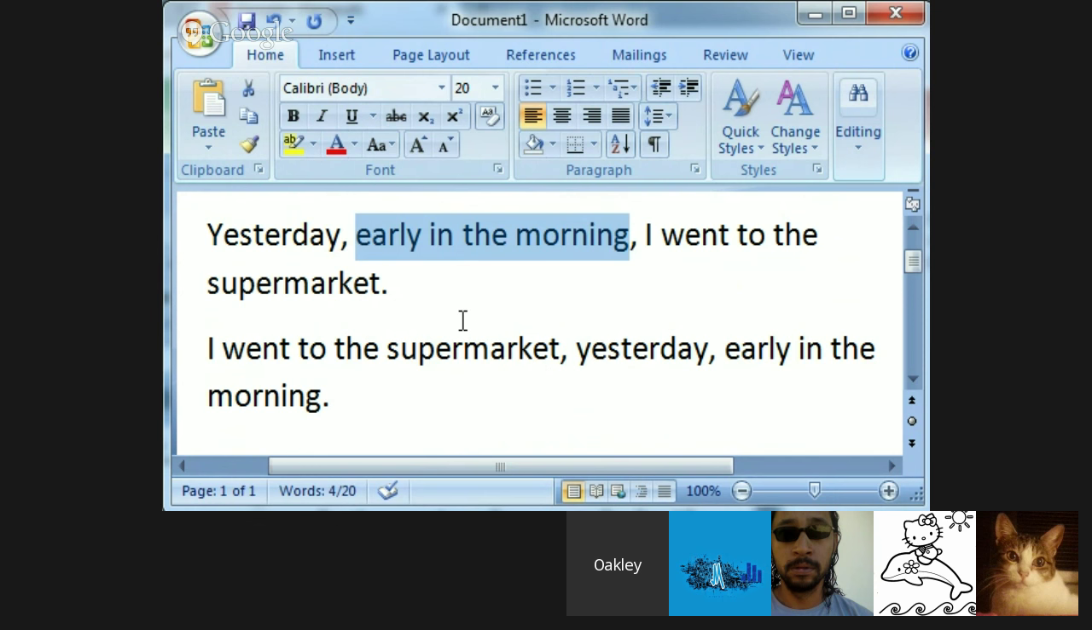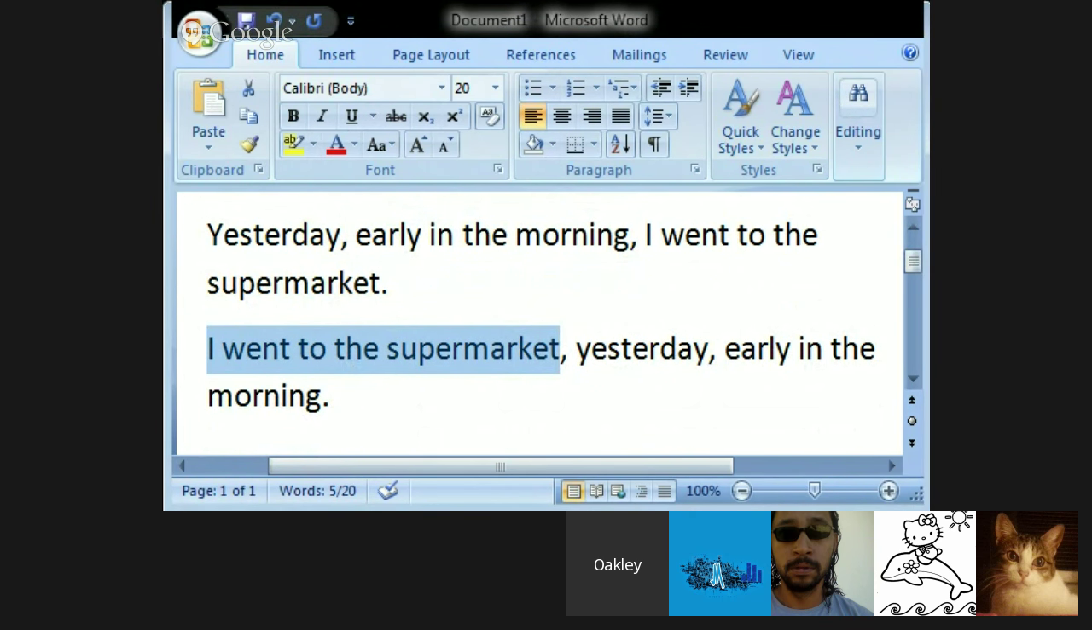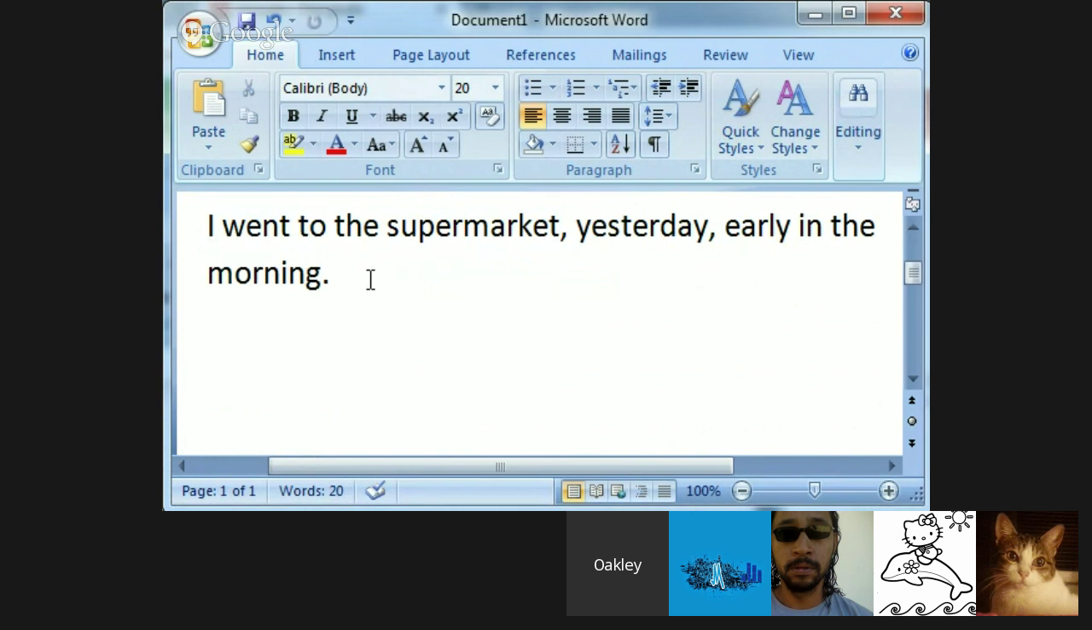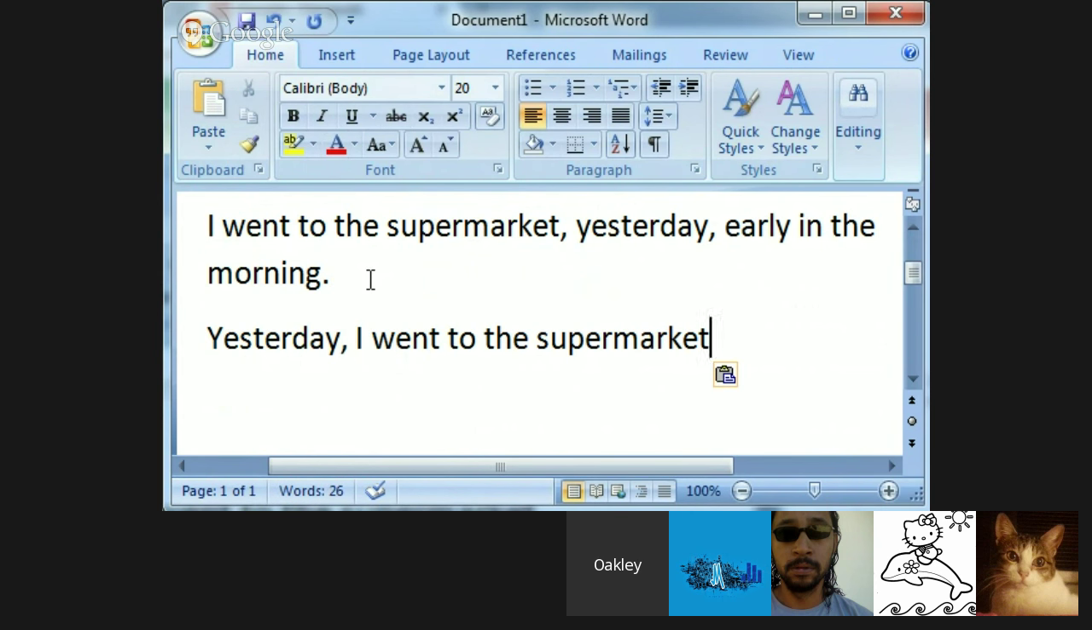So, I'm meaning to say we have options at the beginning. We can line them up in the beginning. We can line them up at the end. We could actually even break them up. It is even possible to do this. As Mustafa suggests, yesterday I went to the supermarket early in the morning.